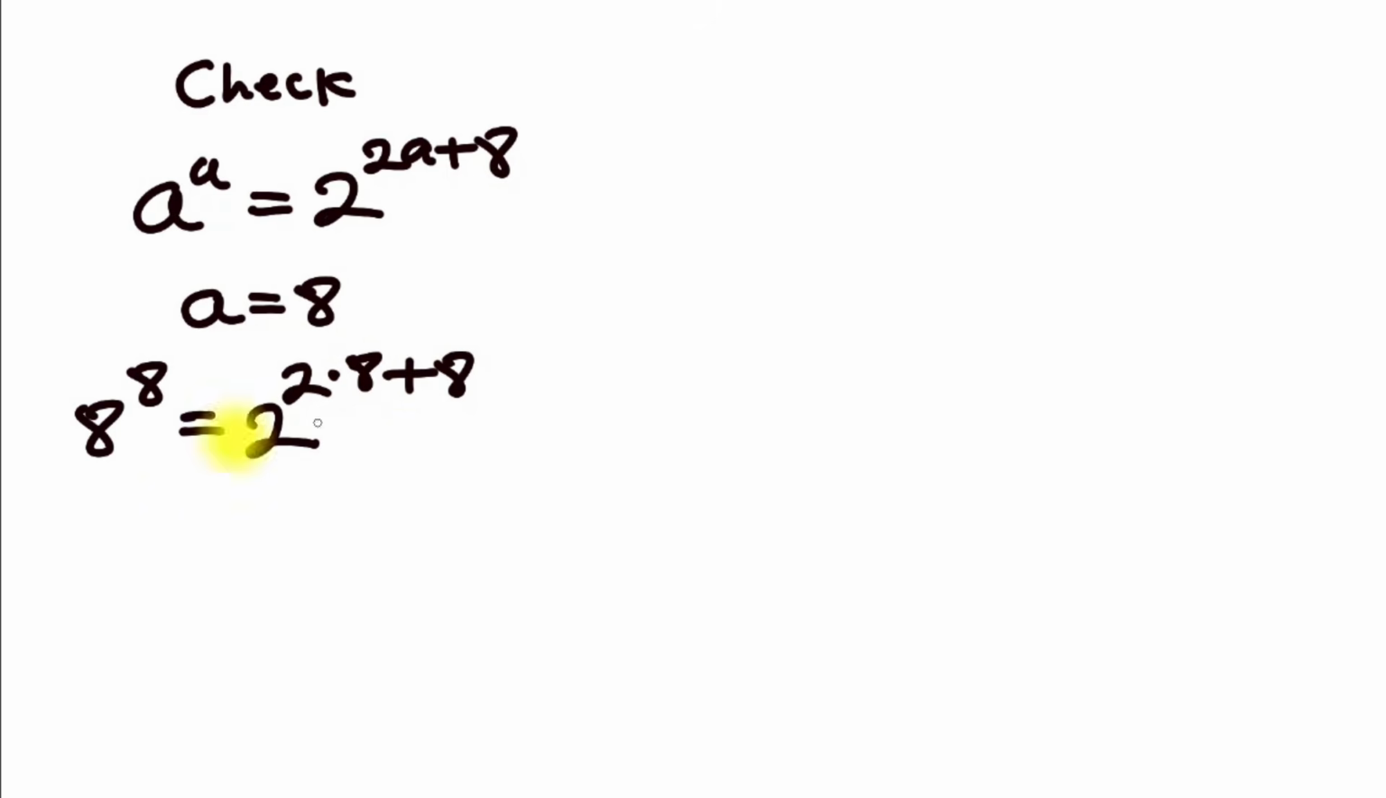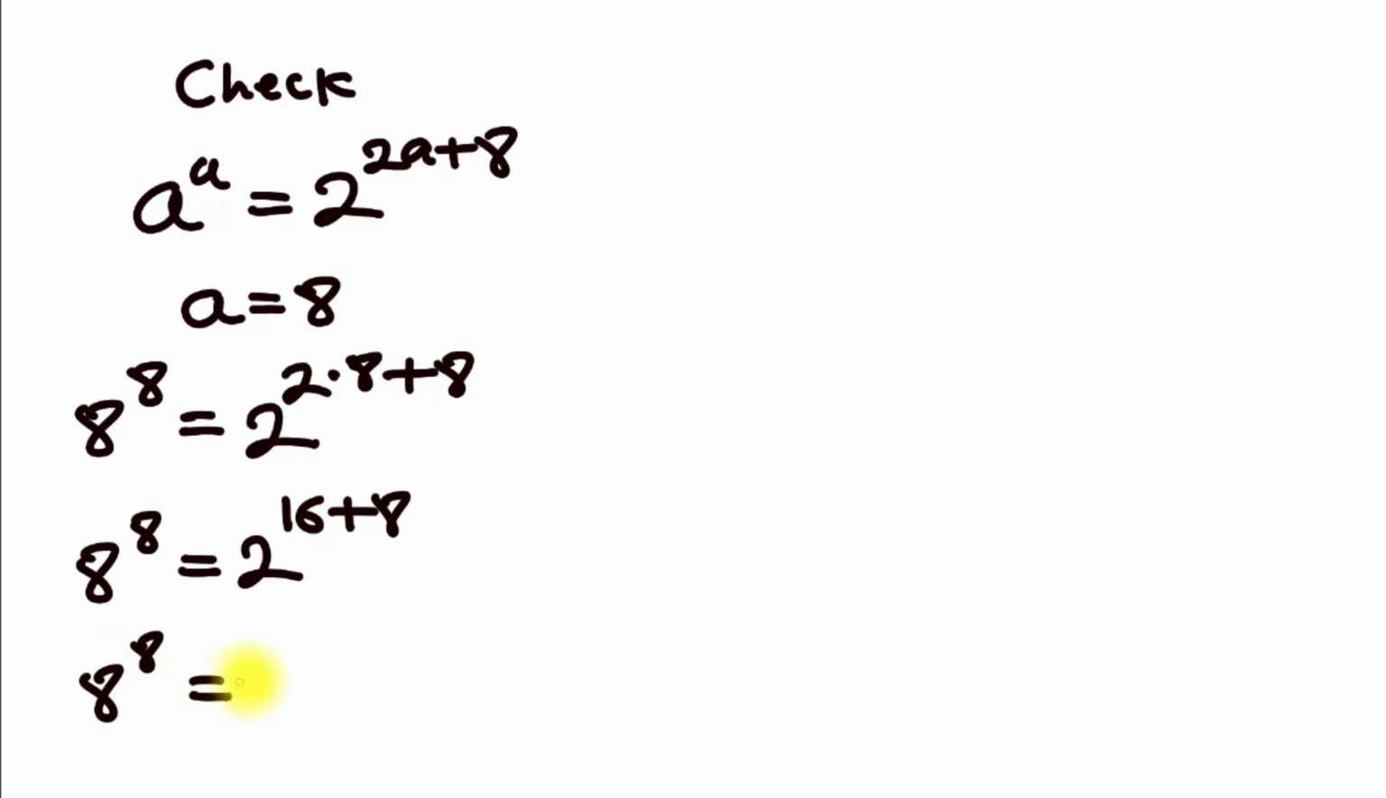Very good. Now watch what happens. 8 to the power of 8 is equal to 2 to the power of 2 times 8 is 16, and then plus 8. Good. So this simplifies into 8 to the power 8 equal to 2 to the power of 16 plus 8 is 24. Good. Now simplifying further, we have 8 to the power 8 to be equal to 2 to the power of 24, which is the same as 3 times 8.